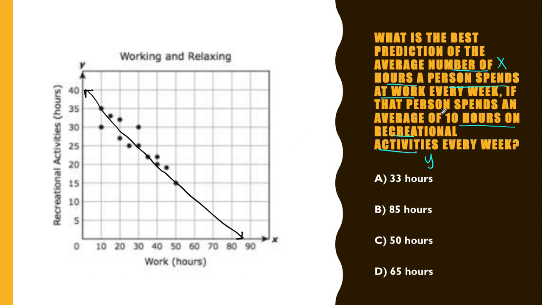Okay. 10 hours of recreational activity hits approximately around 60-ish. So I would say the answer is 65. Okay, how many people, though, fell for the trap of A? Because you went from 10 hours on the x-axis and got around 30-something. Okay, don't fall for that trap.